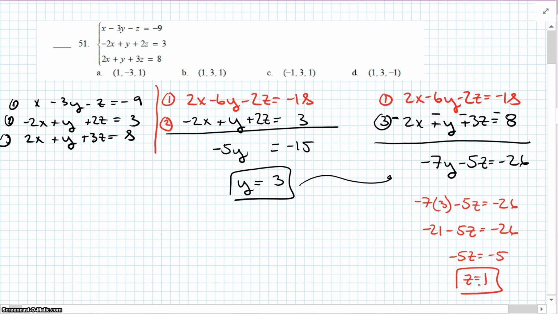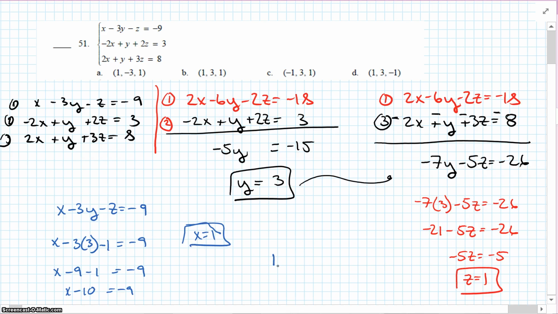So I have a y value and I have a z value. So let's use the first equation. So I got x minus 3y minus z equals negative 9. So x minus 3, our y value is 3, minus z, which is 1, equals negative 9. So x minus 9 minus 1 equals negative 9. So x minus 10 equals negative 9. So add 10 to each side, I get x equals 1. Okay, so my x value is 1, my y value is 3, and my z value is 1. So I'm looking for 1, 3, 1. So the answer is B.